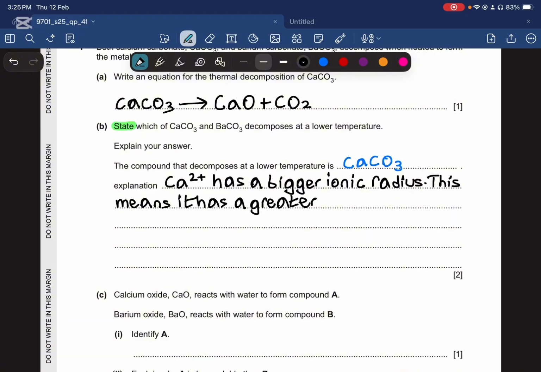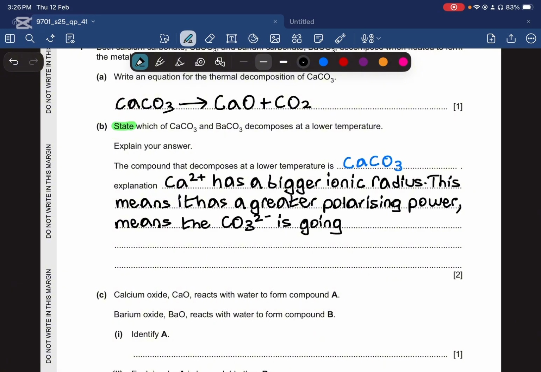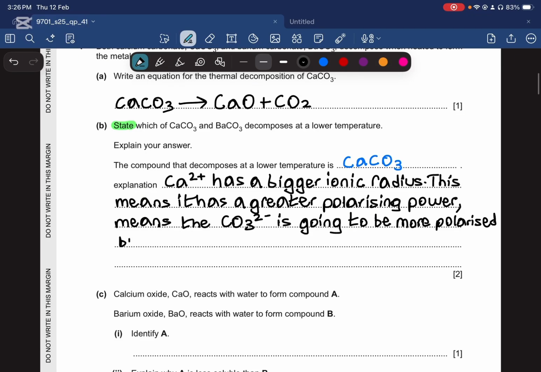Now, you don't need to talk about the same 2+ charge in both cases, and that in the first case the charge is less spread, in the second case it is more spread. This is all for your explanation. What you simply need to write down is a summary that this means that it has a greater polarizing power. And because a calcium ion has a greater polarizing power, the carbonate ion is going to be more polarized, or polarization is going to be higher in calcium carbonate. So the carbonate ion is going to be more polarized by the calcium ion. Hence, the calcium carbonate is less thermally stable.